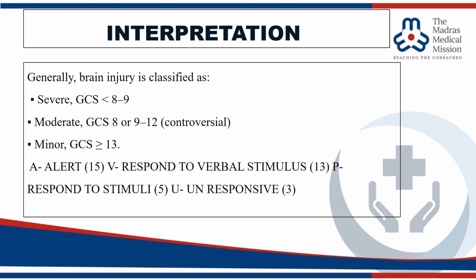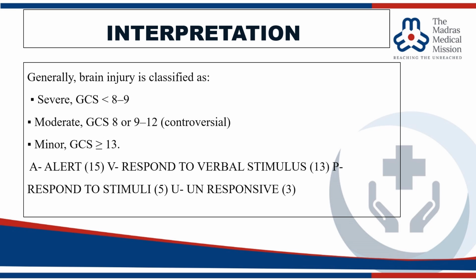So how will brain injury be classified based on the GCS? If the GCS is less than 8 to 9, that will be considered severe brain injury. And if the GCS is 8 or 9 to 12, it will be considered moderate head injury. And if the GCS is greater than or equal to 13, then it will be considered a minor head injury. So the head injury will be classified based on this GCS scale.